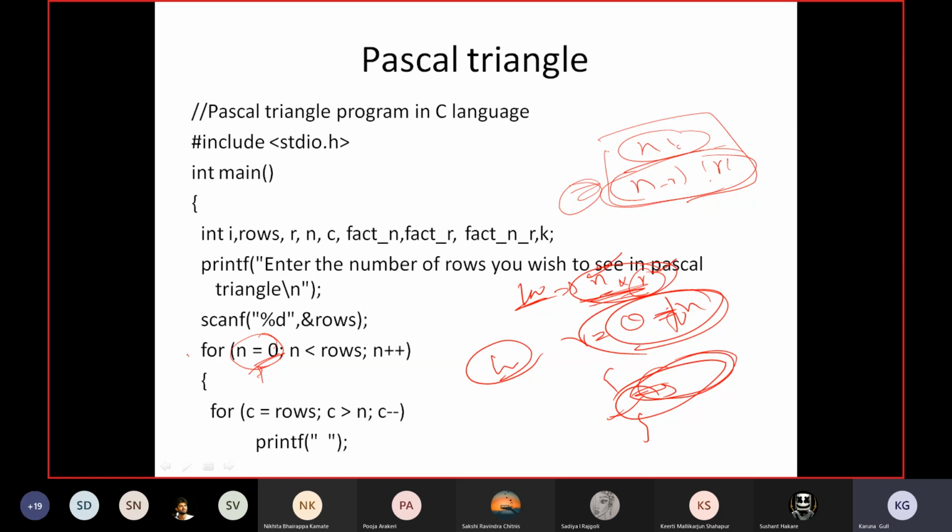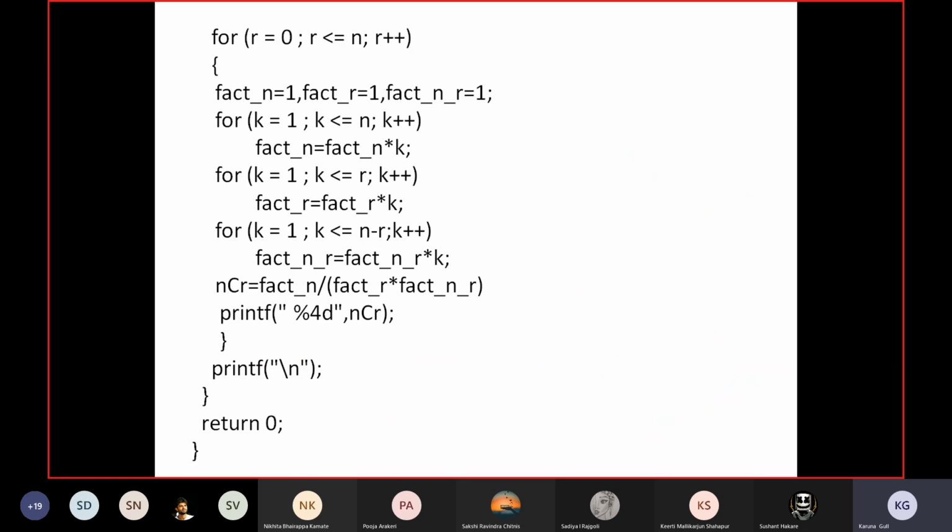Now the outer for loop talks about the number of rows, on which row I am presently standing and till how many rows I have to go. How many rows am I supposed to print? That is told by the outer for loop. Next you are talking about how many spaces I am supposed to leave for the particular row I am standing on. If I am standing on the 0th row, how many spaces am I supposed to leave? That is the second for loop. The third for loop talks about the same thing.